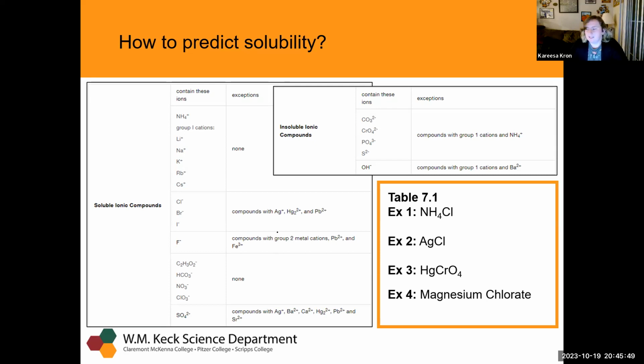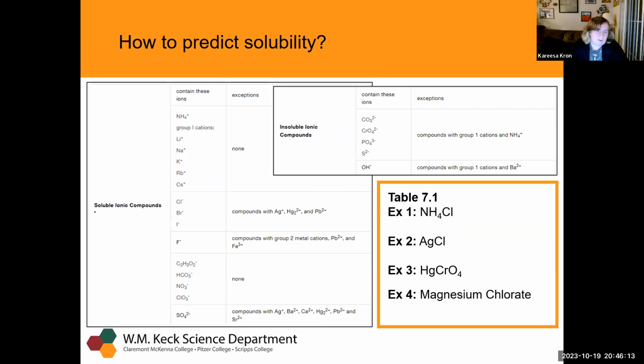And so this is a table in your book, table 7.1, that you'll also be using on the test to predict solubility for these compounds. And so I have a few sample compounds here that we're just going to work through with this table so that you can understand how to use it. So my first example is ammonium chloride. I want to know, is this soluble?